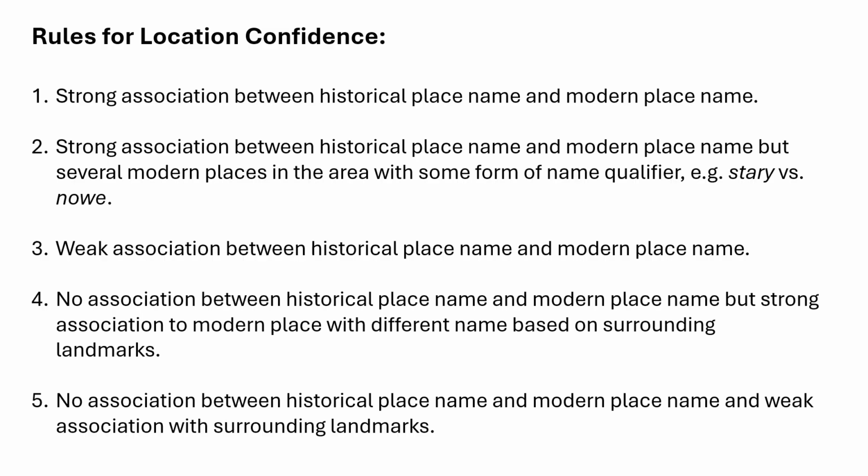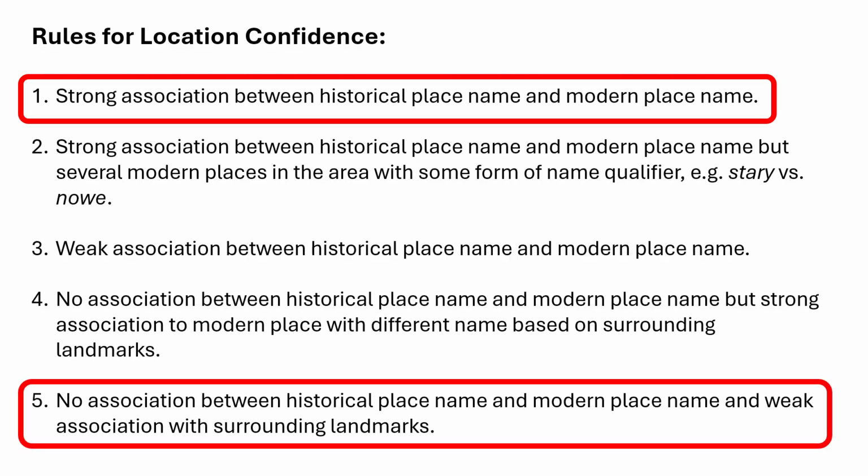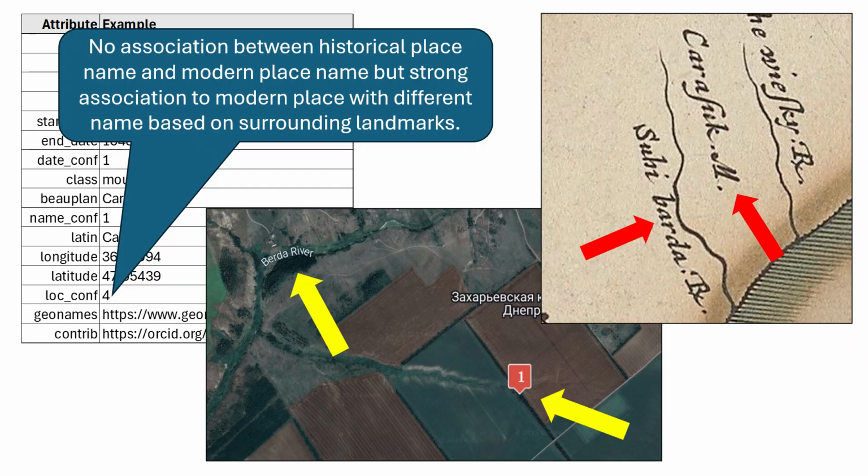Here are the rules for assigning location confidence to a map feature, ranging from a strong association between the name associated with a historical feature and the name of a feature found on a modern map, to basically an educated guess as to where the historical feature was located. Given these rules, the example shown here rates a location confidence level of 4 given association of the Beauplan place with modern landmarks.